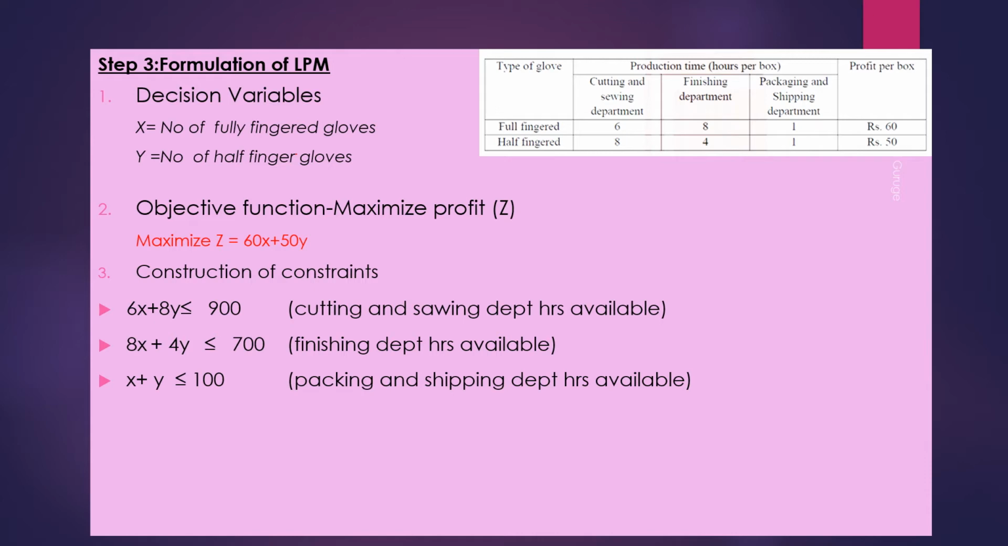After developing the constraints, we have to develop the non-negativity constraint. In the non-negativity constraint, we are going to say that either product X or Y should be greater than or equal to 0. Why? Because we are indicating that there won't be any negative products for the company.